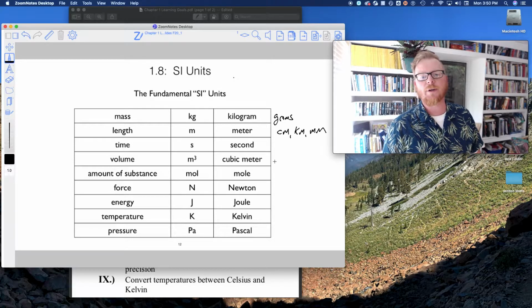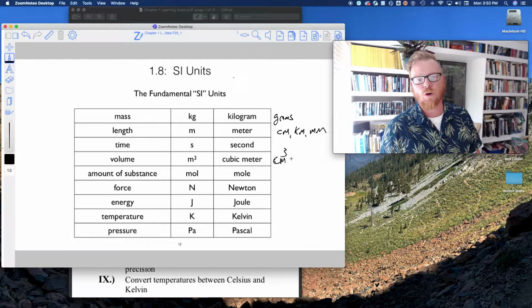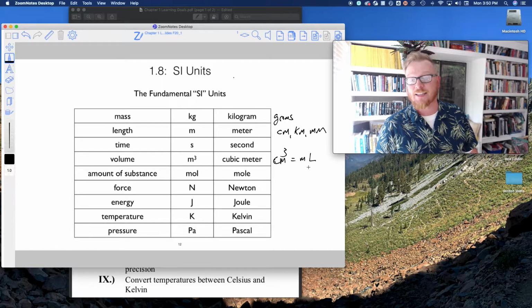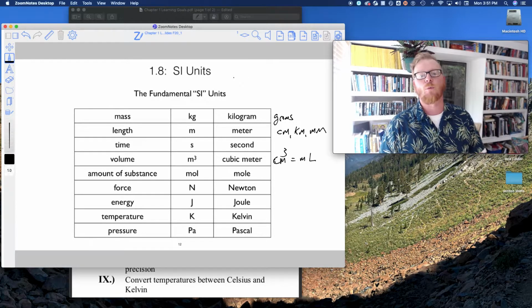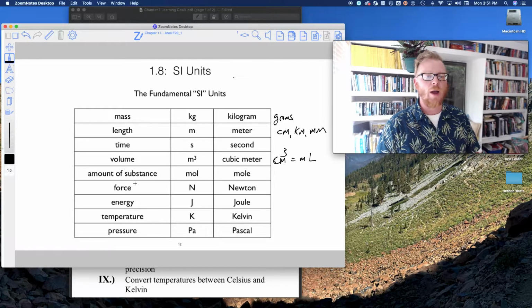So we will typically use the cubic centimeter, which we remembered from the last lecture is the same as the milliliter. And we'll talk about how to interconvert from cubic meter to cubic centimeter. Okay. Amount of substance, the mole. We're going to spend a whole bunch of time talking about what the mole is, so stay tuned. The SI unit of force is the Newton.